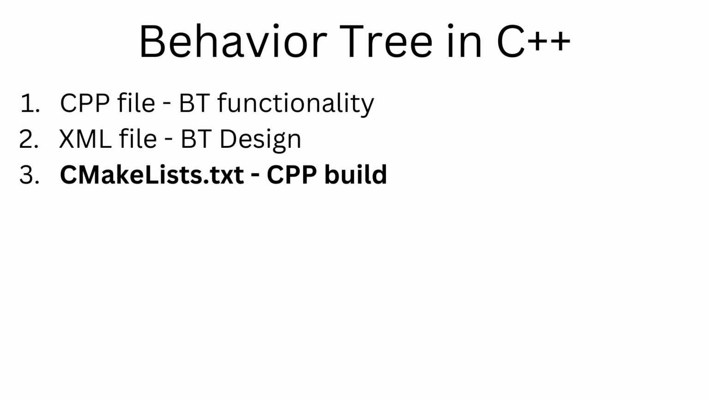And the third one is just your CMake lists file, which defines how the project has to be built, right? So the first two are specific to behavior trees and how they are made. The last one is just how you build a C++ project, right?